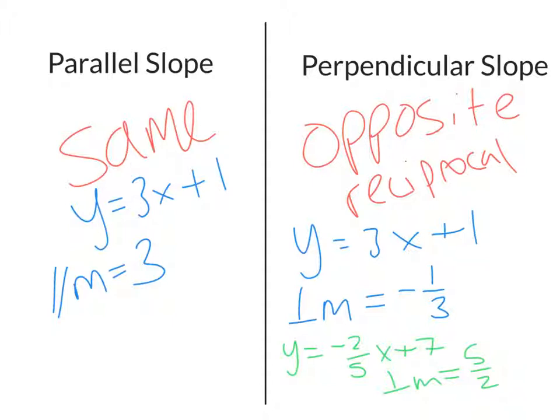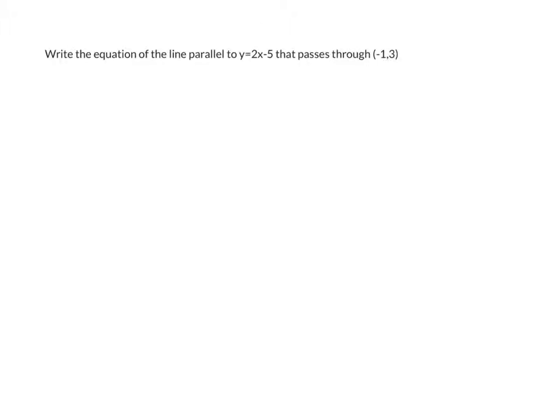Okay? Let's use them. Let's write the equation of a line parallel to y equals 2x minus 5 that passes through negative 1, 3. This is back to the first day video. I need a slope and I need a y-intercept, right? Those are the two things I need. Well, it says that it's parallel to y equals 2x minus 5, so my slope is going to be that too, right? Parallel slopes are the same. Cool, I've already got the slope. How do I find my y-intercept?